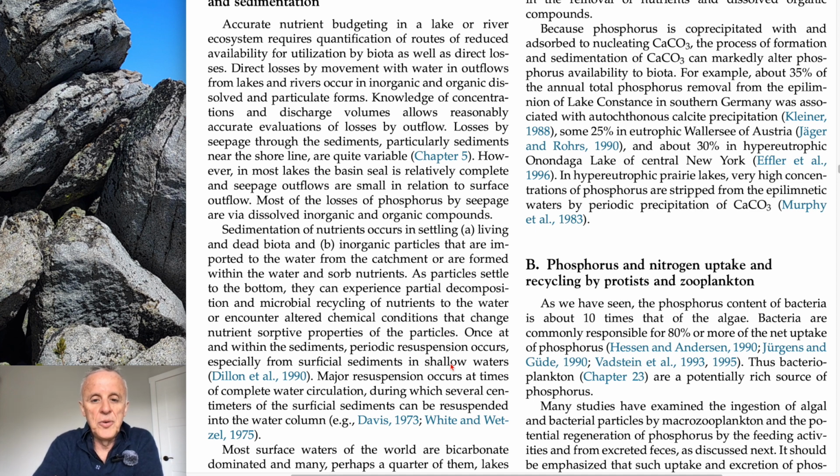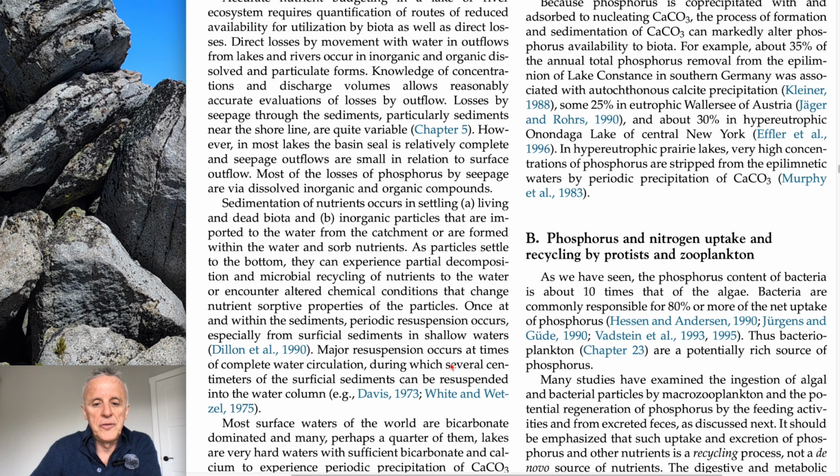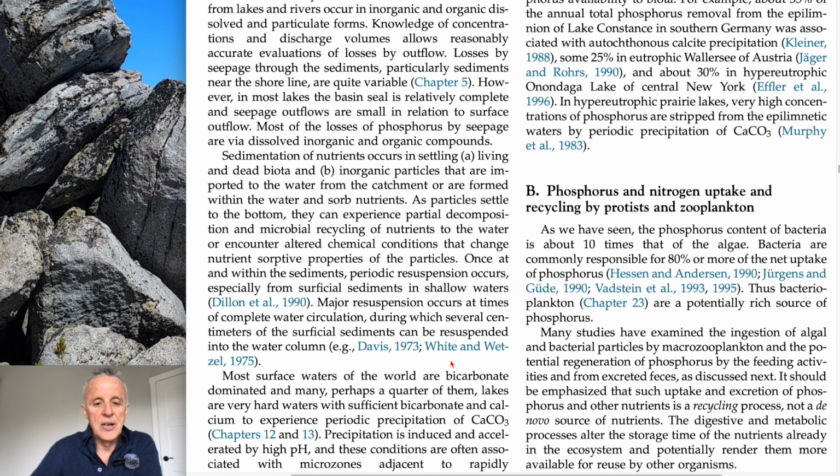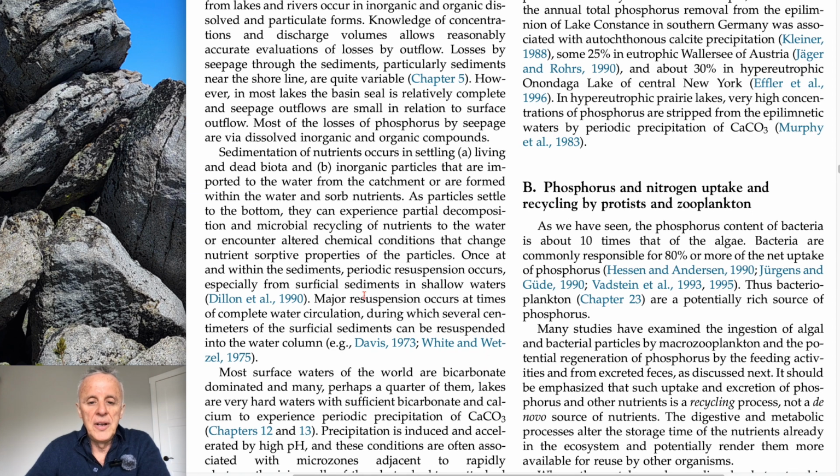Direct losses by movement with water in outflows from lakes and rivers occur in inorganic and organic dissolved and particulate forms. Knowledge of concentration and discharge volume allows reasonably accurate evaluation of losses by outflow. Losses by seepage through the sediments, particularly as sediments near the shorelines, are quite variable. However, in most lakes, the basin seal is relatively complete and seepage outflows are small in relation to surface outflow. Most of the losses of phosphorus by seepage are via dissolved inorganic and organic compounds.